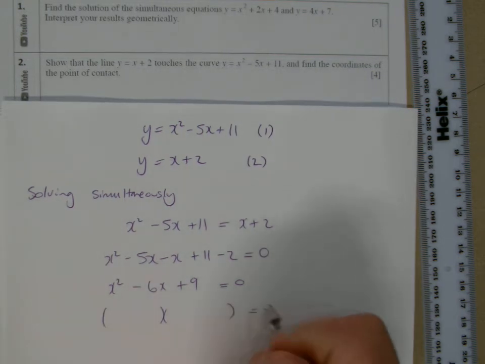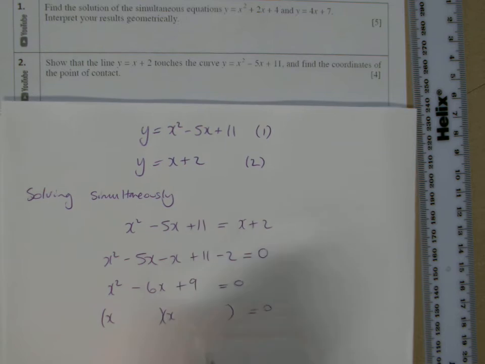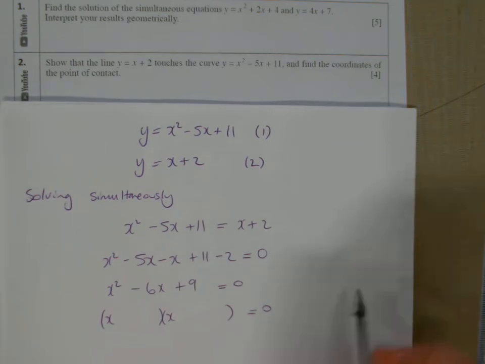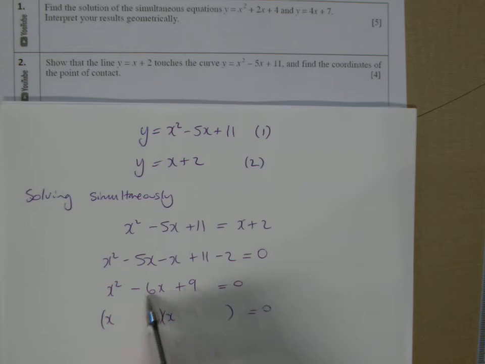Now when I solve this, I'm going to have two brackets equal to 0, x in both. So I need to think of two numbers that multiply to give 9 and add up to give minus 6. The two numbers are actually going to be the same, both minus 3. Minus 3 times minus 3 gives you plus 9, and of course they add up to give minus 6.